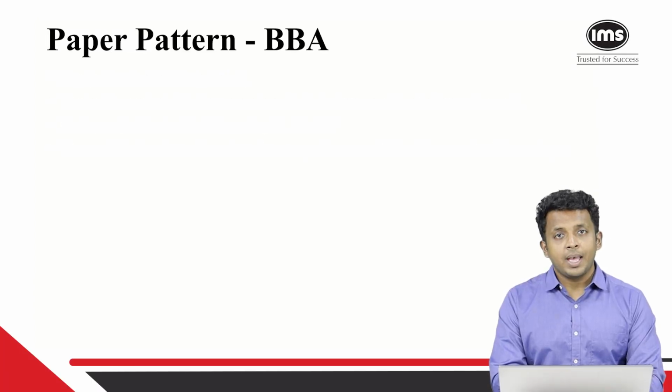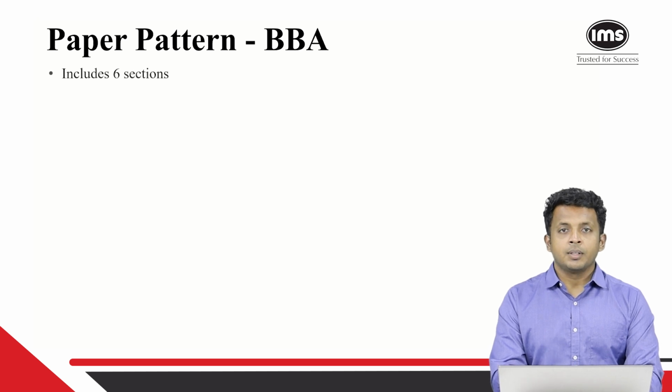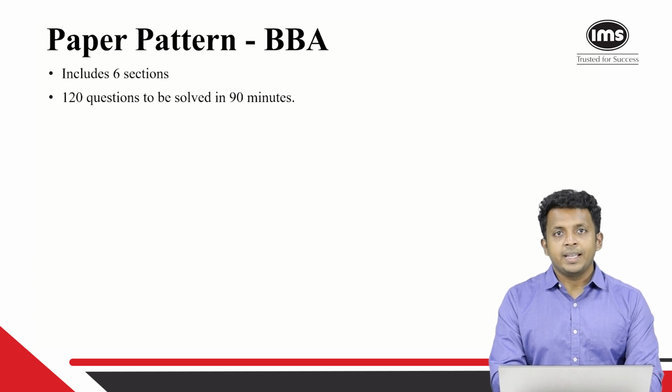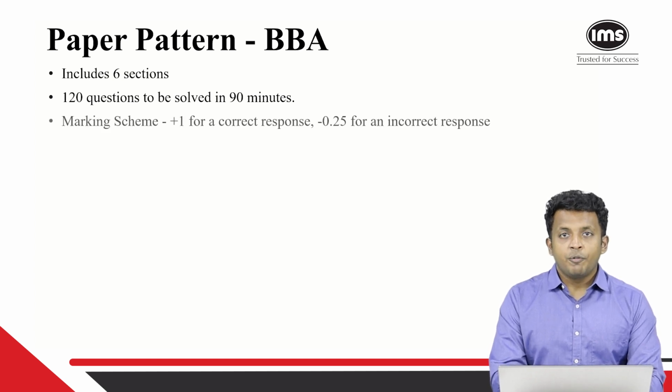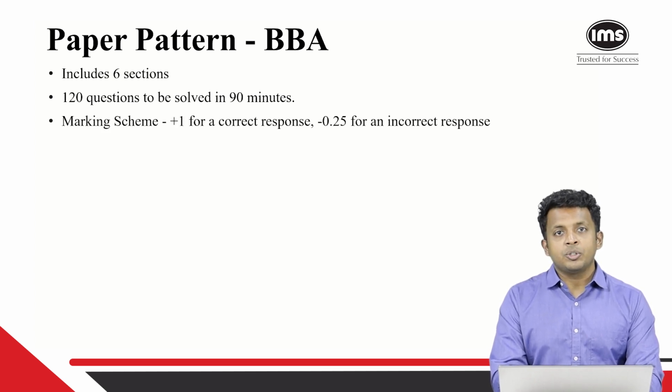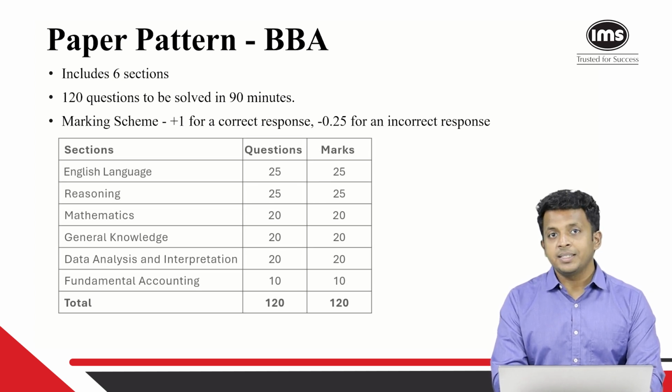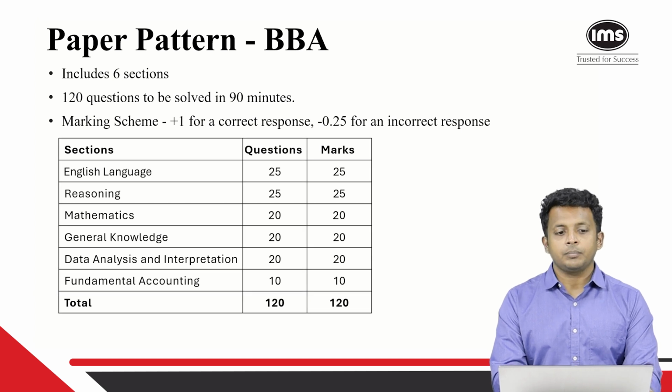Now let's take a look at the paper pattern of the test. The test has 6 sections, 120 questions which have to be solved in 90 minutes. For every correct answer, the candidate scores 1 mark, and for a wrong answer, the candidate loses 1/4 of a mark, which means this test has negative marking.